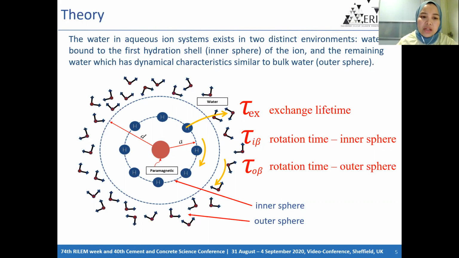And there are three nanoscale time constants to describe the water and ion dynamics. First is tau x. This is the exchange lifetime of water molecules in the inner sphere. Second and third are tau inner beta and tau outer beta. This is the rotation time of the ion to water proton vector for the inner and outer sphere respectively.